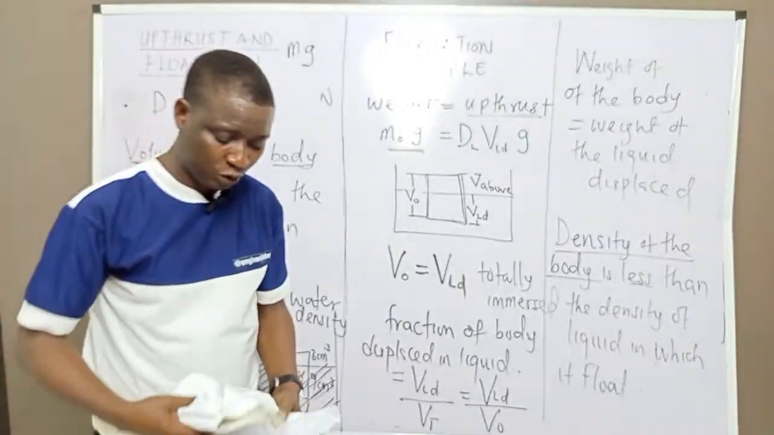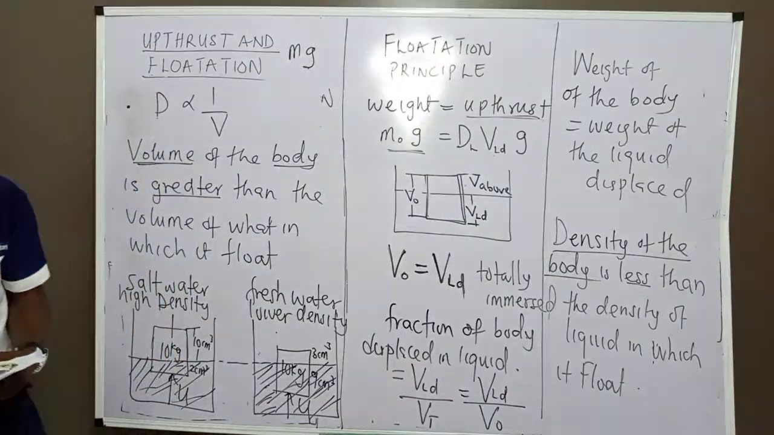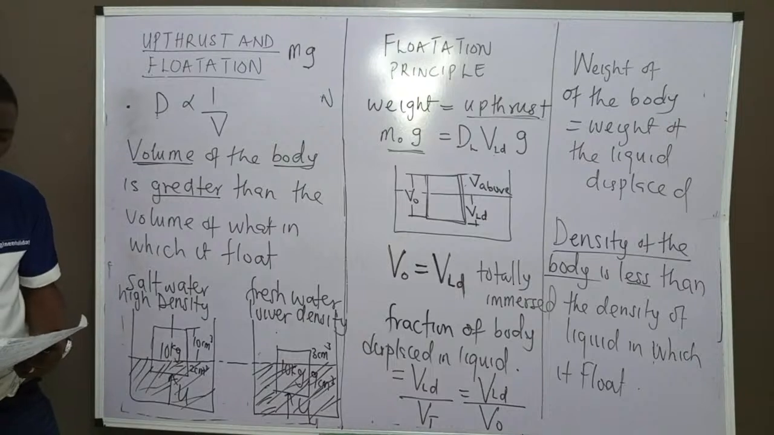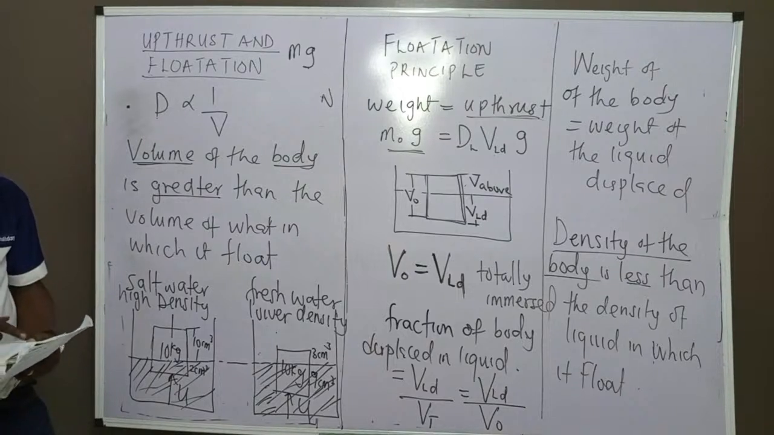Let's look at some of the questions here. What if the two weights are equal but the volumes are unequal? Two equal weights of unequal volume.